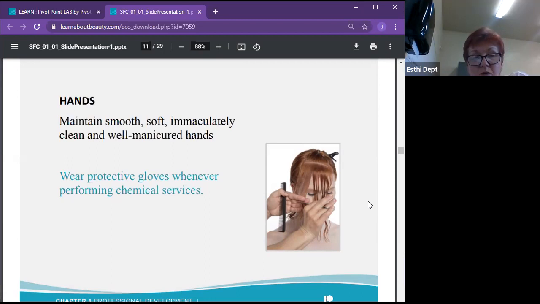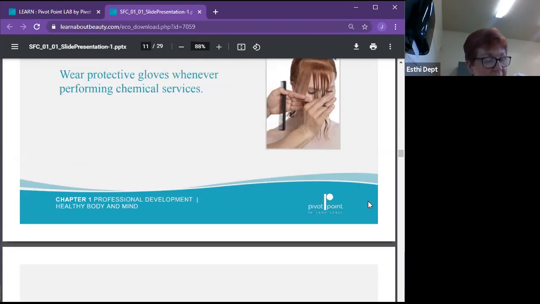Okay. And it says, wear protective gloves whenever performing chemical services. I will swear to this for you guys right now, because my hands have been through so many chemicals that I did not wear gloves, that it dries them out and actually removes that protective layer that you have. So now I can't even wear a glove on it without it irritating my skin. So please wear your gloves.